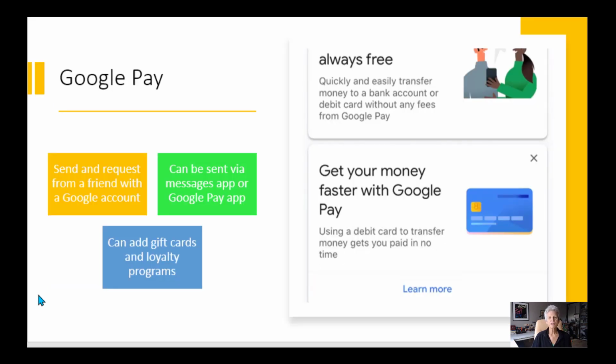Another option, which has pretty much the same benefits, is Google Pay. It may also be known as Android Pay, and it's the alternative for those that use an Android phone. It is part of the Google family of services. So you can send or request money to a friend who has a Google account, and it can actually be done via the Messages app as well as the Google Pay app. And you can also add gift cards and loyalty programs to that.